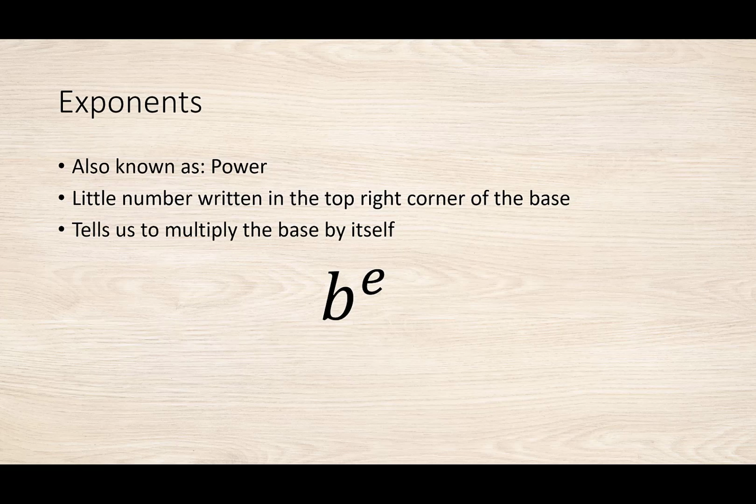All right, so the first thing that we need to look at are exponents, and exponents are also known as power. So we can say that something is taken to the third power, something has an exponent of 5, anything like that. Exponent and power are kind of used interchangeably. And an exponent is a little number or a variable, but normally a number, that is written in the top right corner of the base. And it tells us that we're going to multiply the base by itself however many times that exponent says. So we have this example here of b to the e. That's how we would say it, b to the e, where b is that base and e is the exponent.